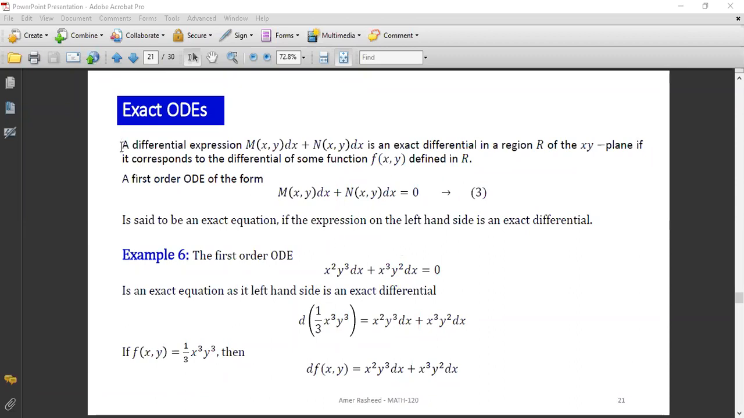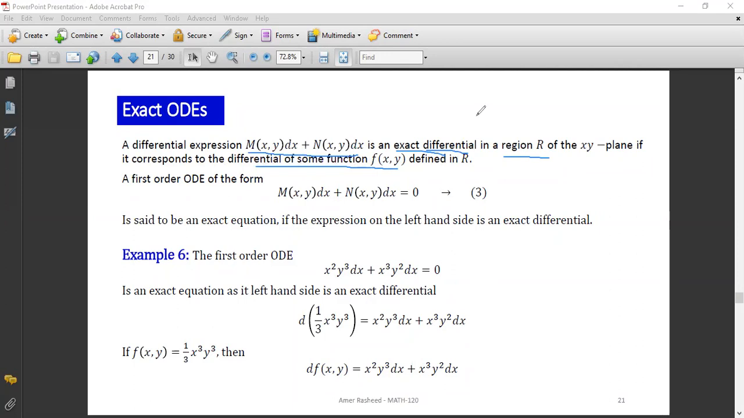We use here the definition of differential. A differential expression M(x,y) dx + N(x,y) dy is an exact differential in a region R of the xy plane if it corresponds to the differential of some function f of x, y defined in R. What does it mean?